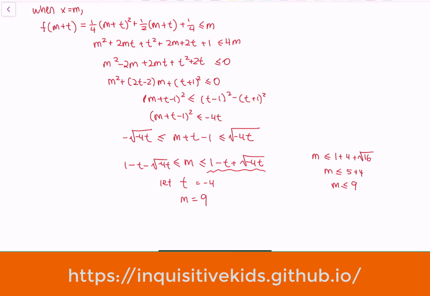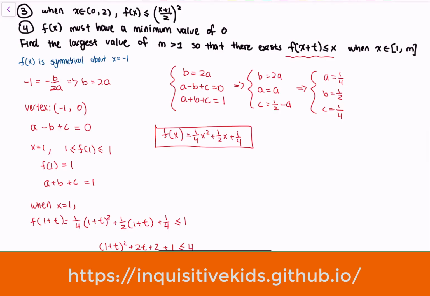So going back to our original question, it says find the largest value of m so that on the interval from 1 to m, in this case 9, there exists t such that f of x plus f of x minus 4 is less than or equal to x. We have to substitute x minus 4 into our function. That's equal to 1/4 times x minus 4 squared plus 1/2 times x minus 4 plus 1/4, which is less than or equal to x. Now we can further simplify.